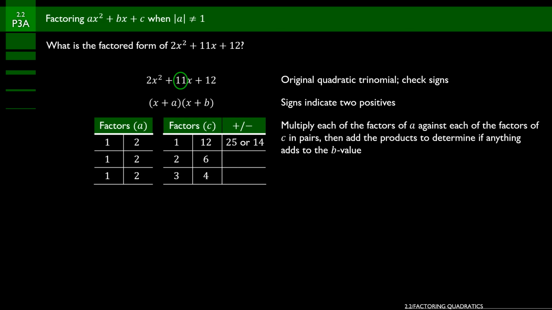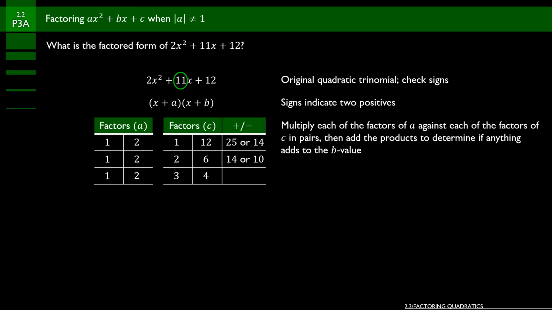We're going to then move on to 1 and 2 and 2 and 6. Now with 1 and 2 and 2 and 6, I'm going to go 1 times 2 and 2 times 6. So 1 times 2 is 2, 2 times 6 is 12. Add those together, you get 14. Still not what we're looking for.